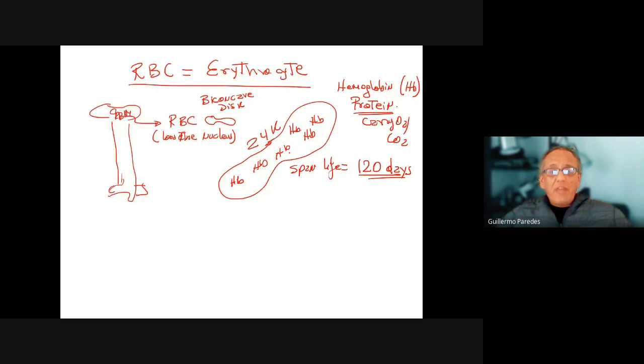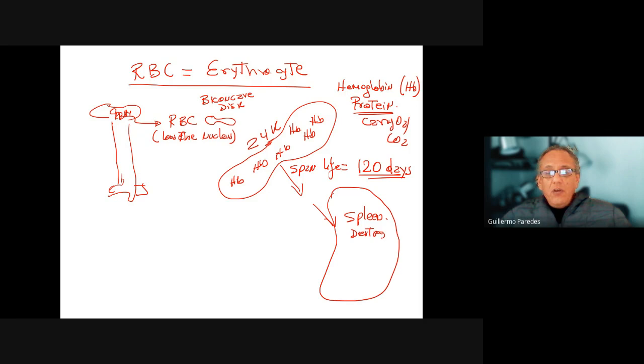The red blood cell, when it reaches 120 days, is going to be recognized by the spleen. The spleen is going to say, how old are you, red blood cell? 120. Okay, come, I need to kill you. So that is what the spleen does. One of the many functions of the spleen is to take the old red blood cells and destroy them. In general, the spleen is the cemetery of the red blood cells.